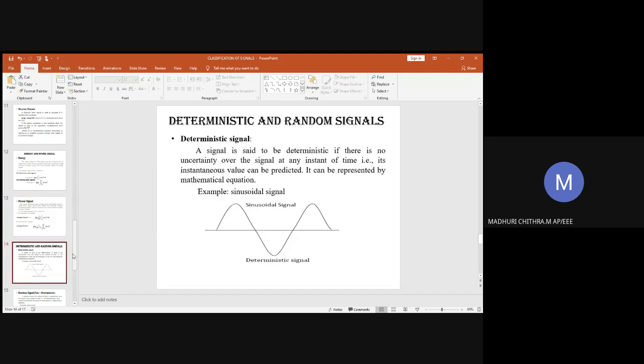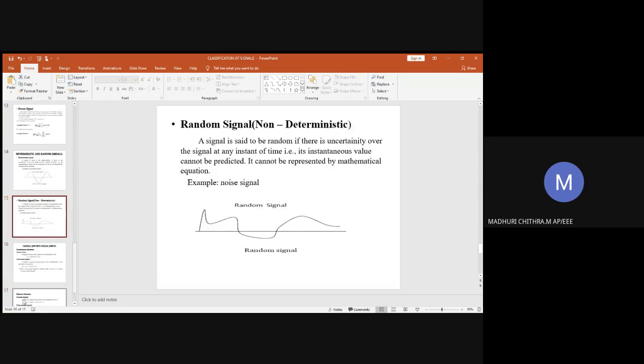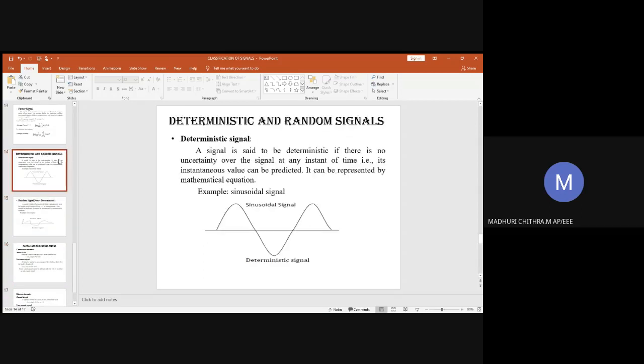Deterministic and random signals. Deterministic signals means there is no uncertainty over the signal at any instant of time. That is, its instantaneous value can be predicted. It can be represented by a mathematical equation. One advantage is that it can be represented by using a mathematical equation. For example, sinusoidal signals. We can predict the value, so it can be represented by a mathematical equation.